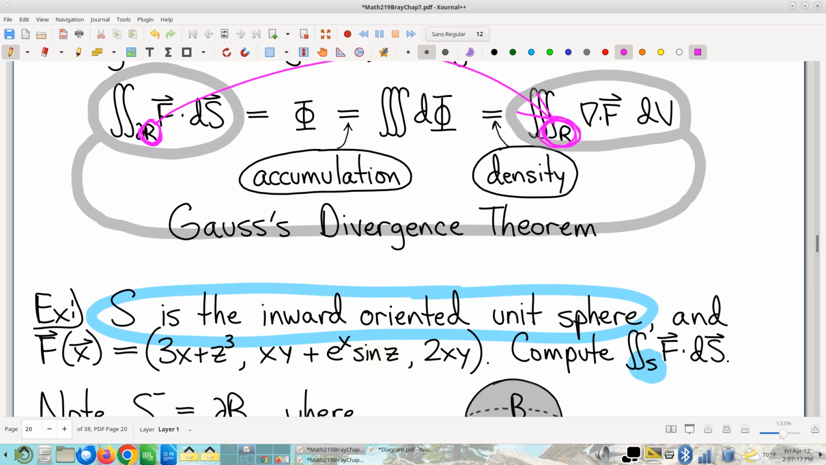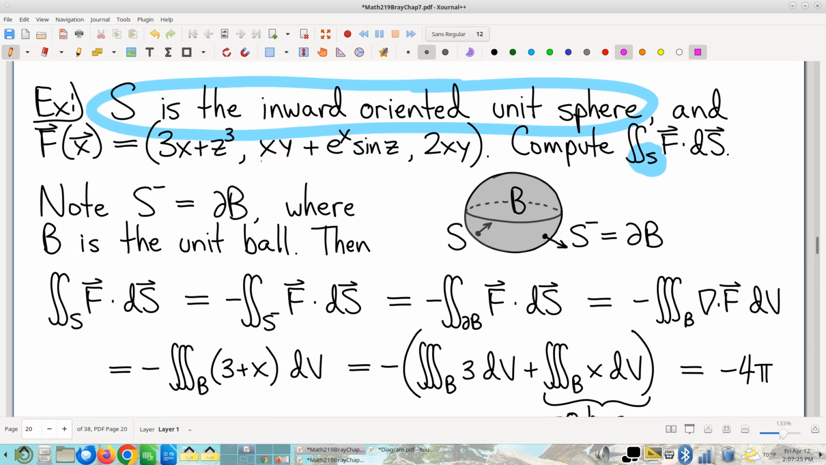Okay, now with that emphasized, let's ask the question then. Is our surface a boundary?